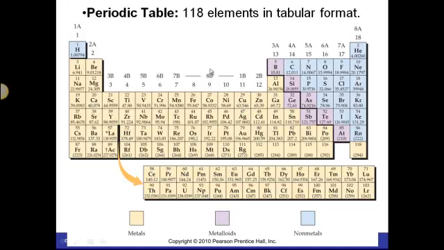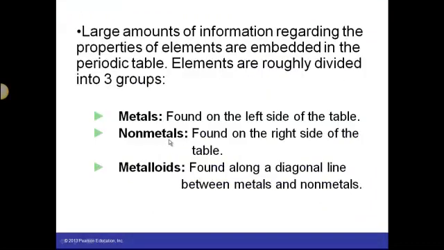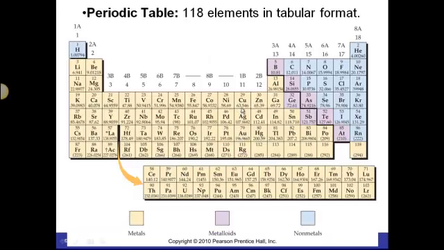So the major isotopes of copper then are going to be copper 63, major isotope, and then the second most abundant is copper 65. And these ones contribute most to the molecular weight.